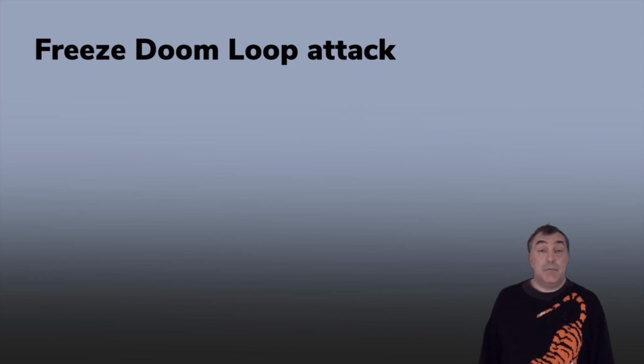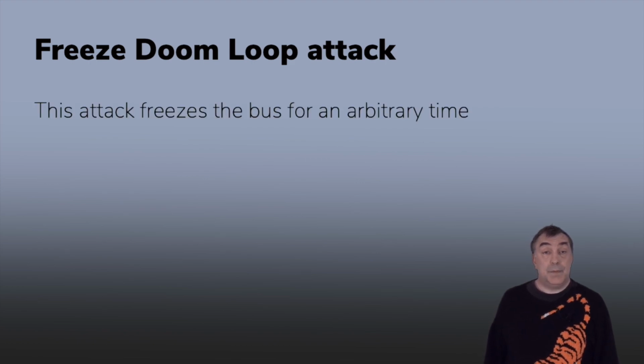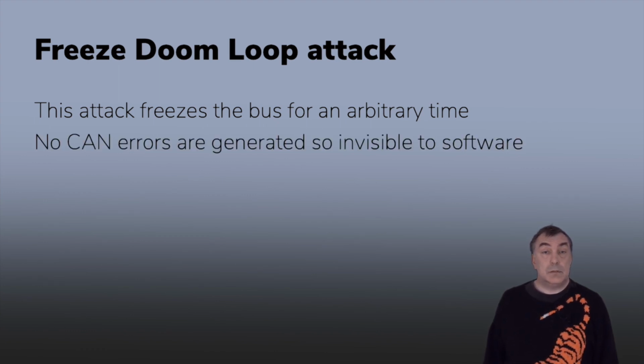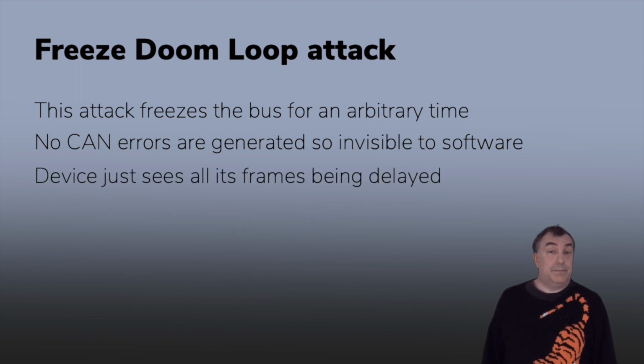The next attack exploits a mostly forgotten part of the CAN protocol. It silently freezes the bus for an arbitrary time. No CAN errors are generated by the attack, so it's mostly invisible to software. The only symptom is that frames are delayed. From a sender's perspective, frames are put into the CAN controller and they simply hang around in the controller for an arbitrary time. From a receiver's perspective, it's as if no one is sending frames and the bus is idle.